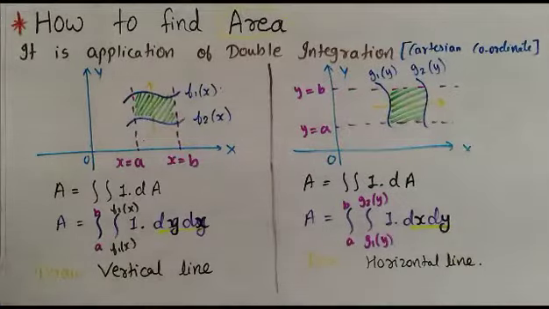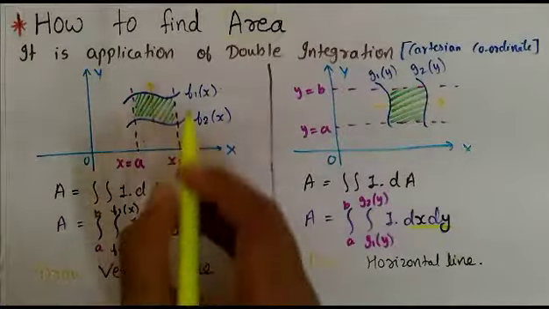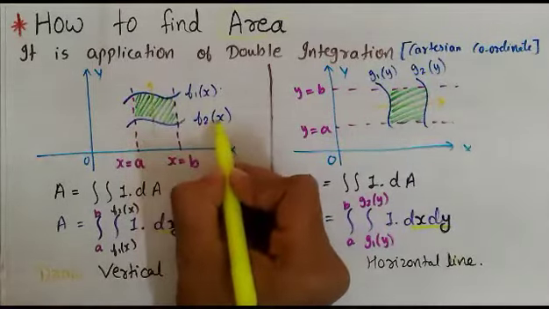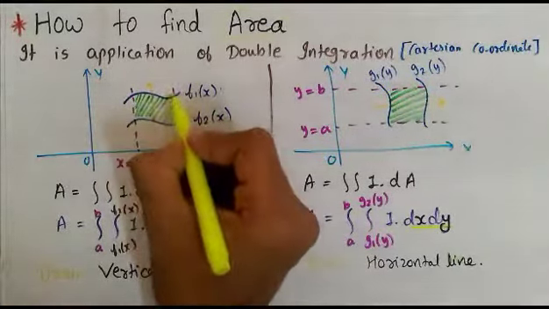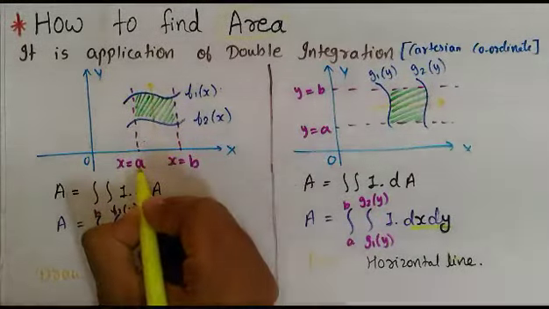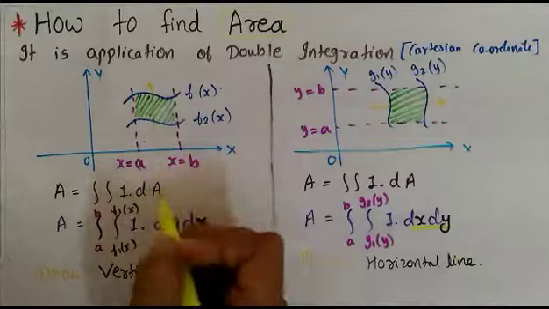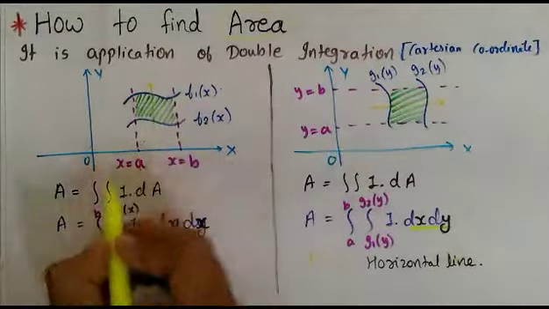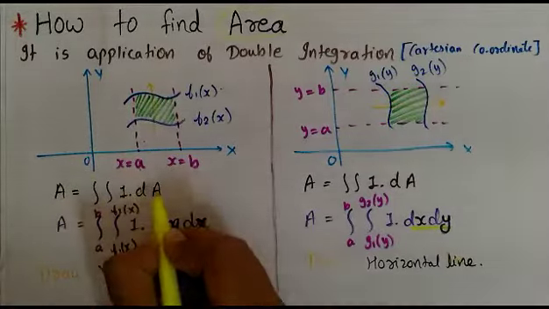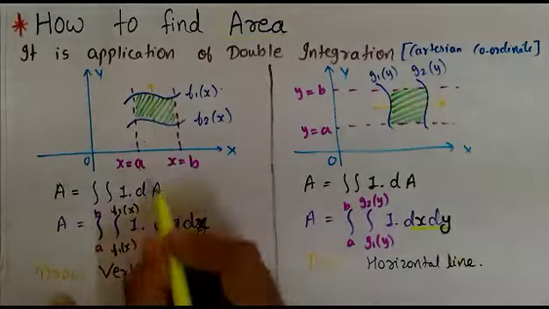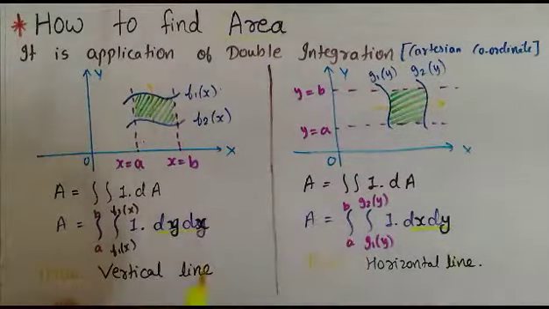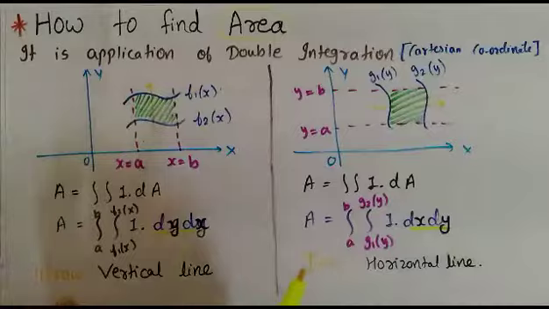So let's see first. If there are two functions, f1 of x and f2 of x. This is f1 of x, this is f2 of x, and x is defined from point A to B. Then we know that area is equal to double integration 1 into dA. dA is what? dx into dy. The small portion of dy, small portion of dx.